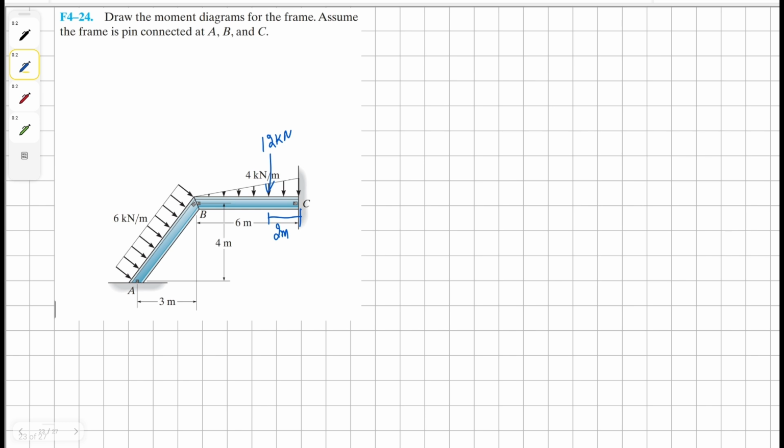Then the other load is at an angle, and first of all, we need to determine the length of AB, which we can find through Pythagoras theorem. It's going to be the square root of 3 squared plus 4 squared, which comes up to be 5. So now it's going to be 5 times 6, which is 30 kilonewton, and it's 2.5 meters away from each.